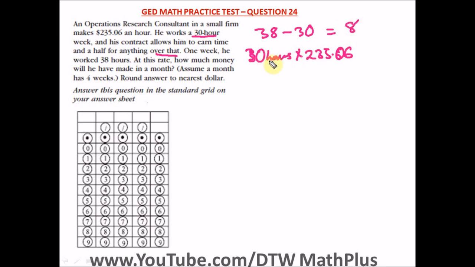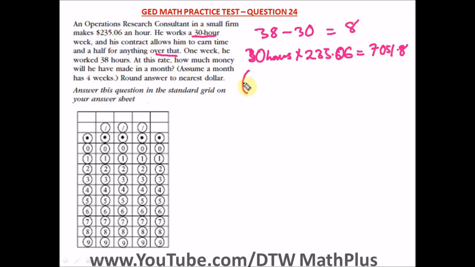When we punch it into our calculator, 30 times this gives us $7,051.80. So this is what he's going to make in his normal 30 hours.